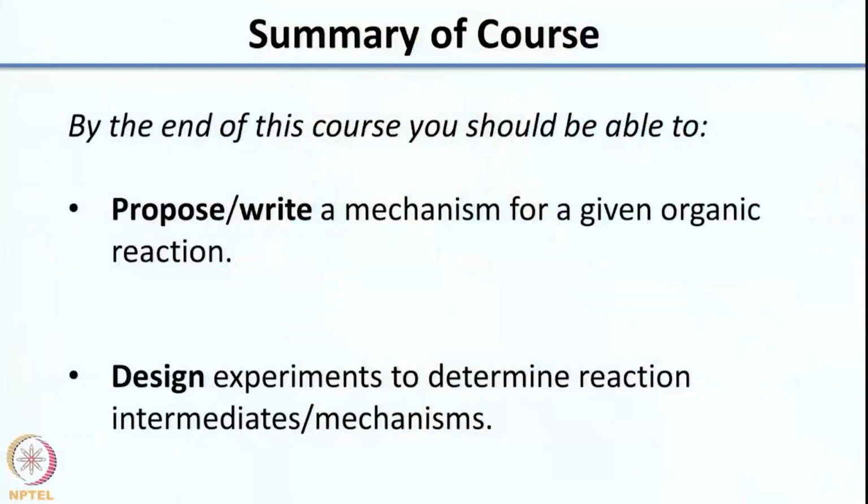So the learning outcomes that I told you in the introductory lecture is, by the end of this course you should be able to propose or write a mechanism for a given organic reaction. So I hope these lectures have given you enough tools to be able to do that, and I had also told you that you would be able to design experiments to determine reaction intermediates. So depending on the nature of the mechanism, I have given you several tools, we saw them all in this lecture, and you should be able to now pick which tool will actually be useful for you to be able to check your reaction mechanism.